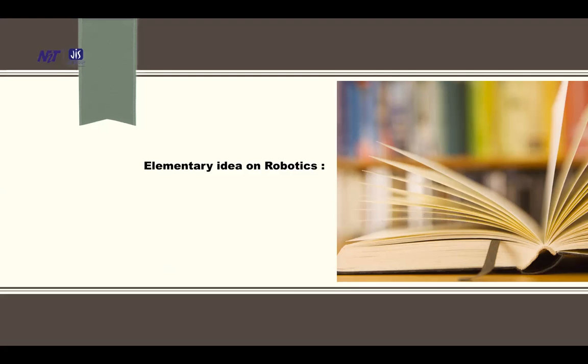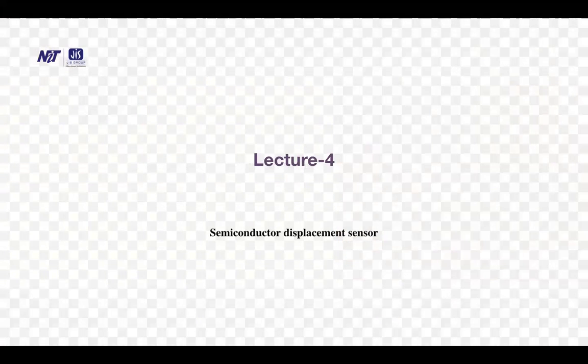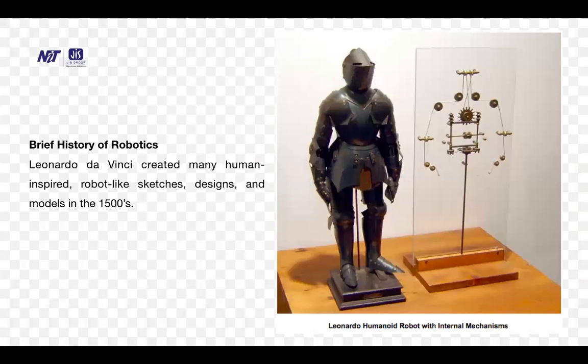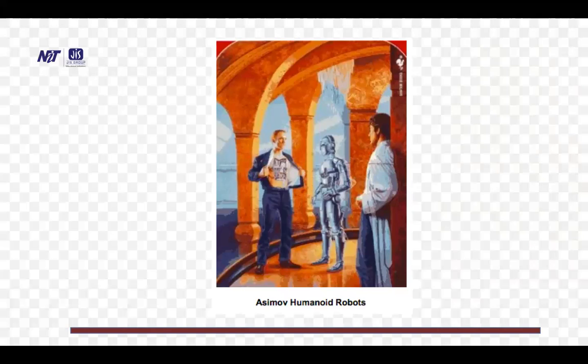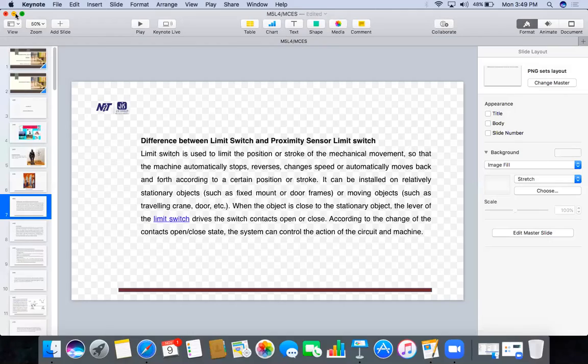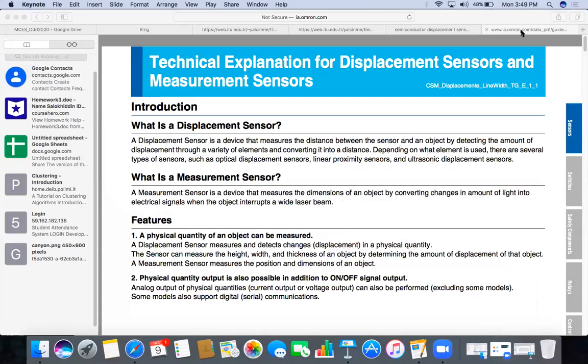Elementary idea on robotics. Lecture 4, Semiconductor Displacement Sensor. In the previous class, we have studied robotics, a brief history of robotics and different terminology in robotics, and especially in lecture 3 we have studied the limit switch and proximity sensor. Today we will discuss displacement sensor and semiconductor displacement sensor.